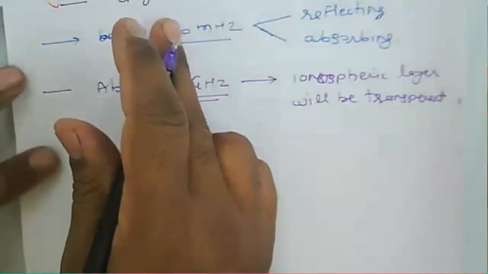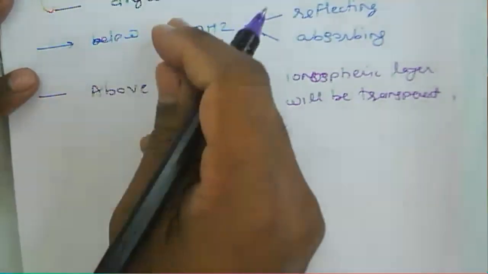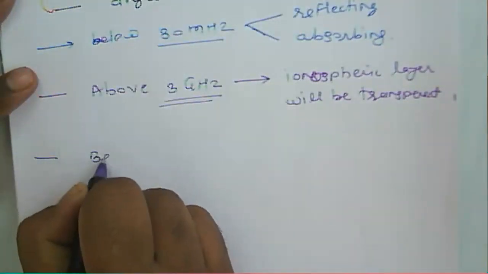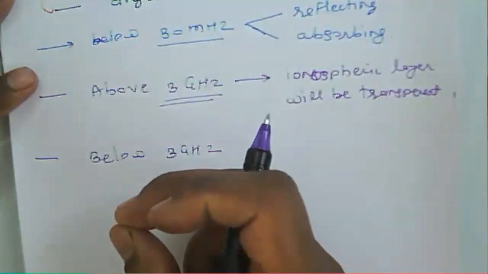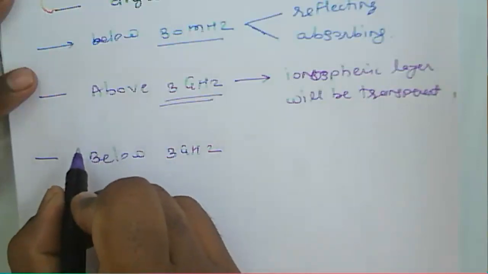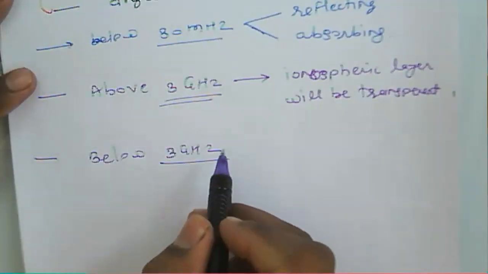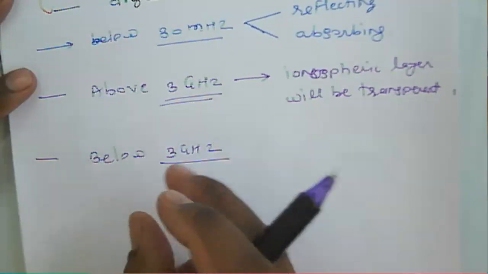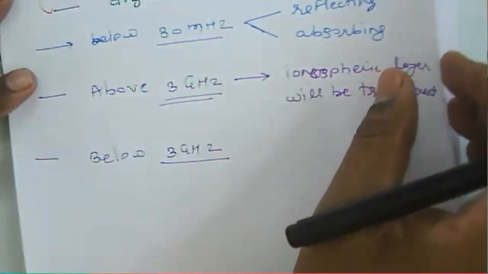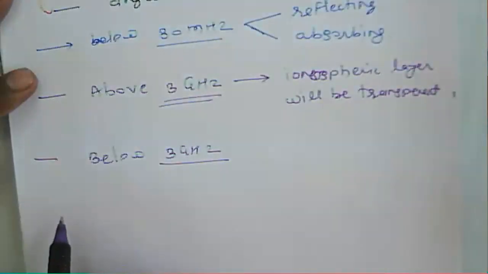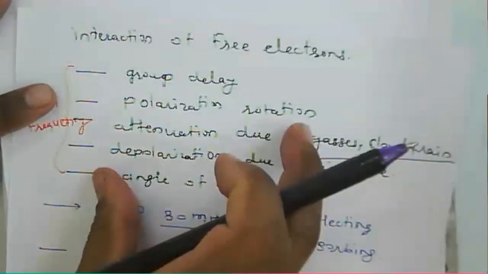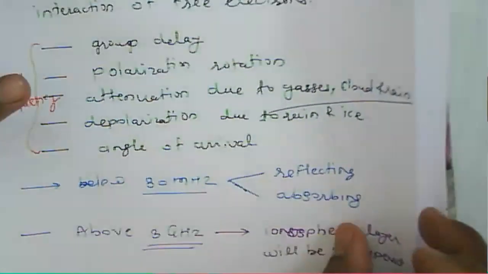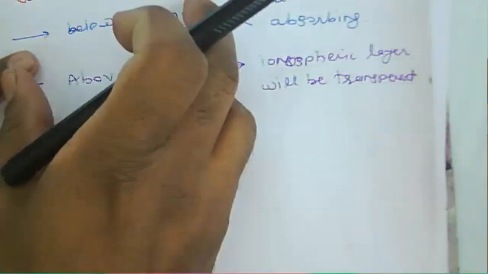But if we consider below 3 gigahertz and above 30 megahertz of frequency, in that case, what happens? Below 3 gigahertz, the signal will change because of ionospheric scintillation, and there is multipath fading. Or the ionization causes changes in polarization, attenuation, or depolarization due to rain, or the angle of arrival will change.